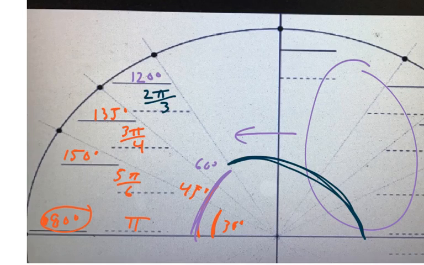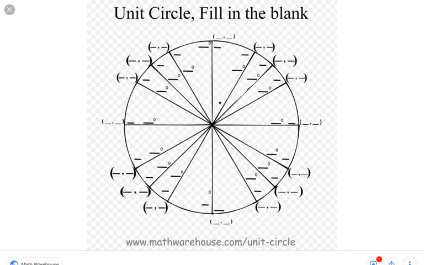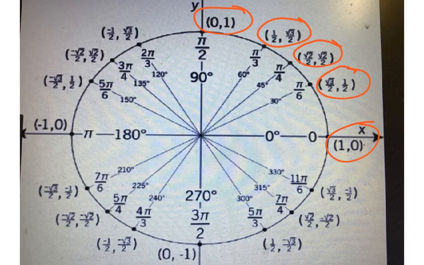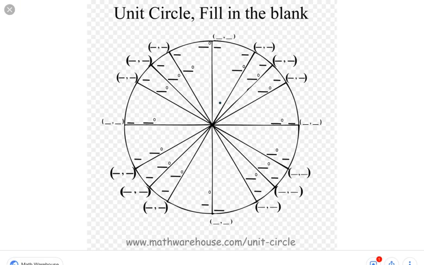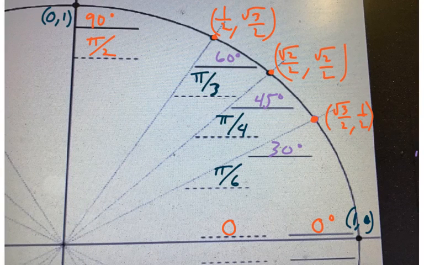Okay, and now let's just compare those to the completed unit circle here. You can see I have 150, 135, 120. I have the 2 pi over 3, 3 pi over 4, and 5 pi over 6. We're doing that perfectly. Now, what about these points out here? Well, it's really simply this.